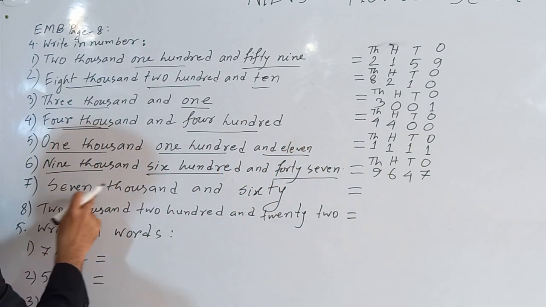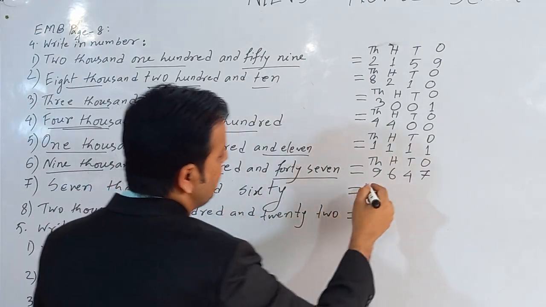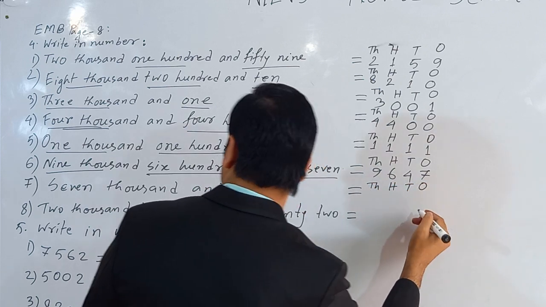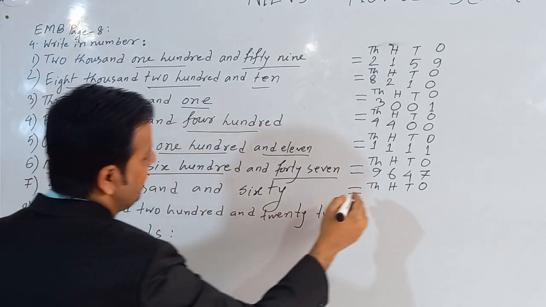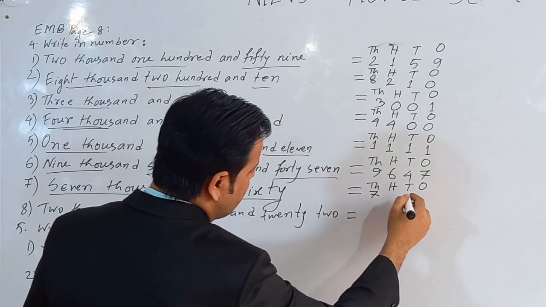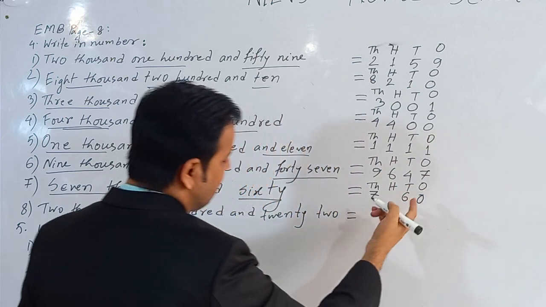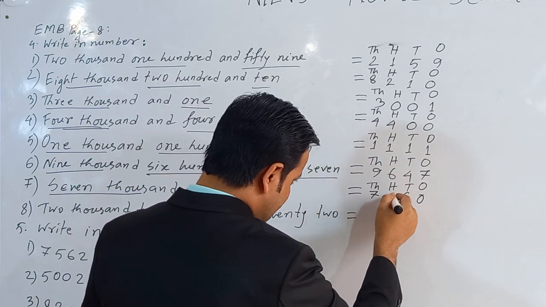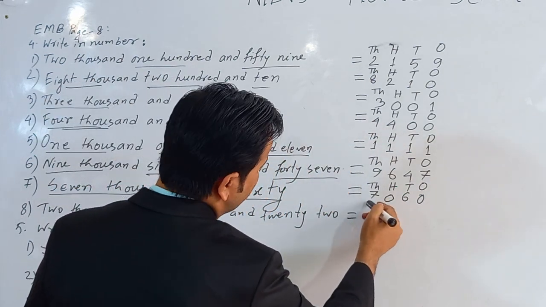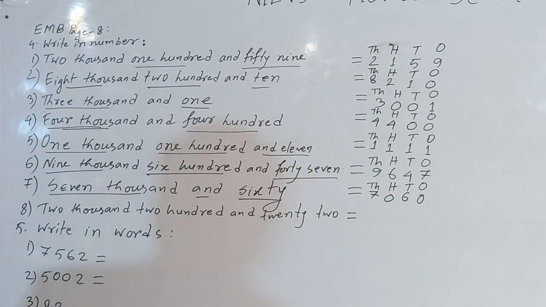Now 7, 7060. So indicate the positions of the digits 1000, 100, tens, ones. Here 7000 means 7 is in thousands position, and then 60. To write 60, we have to write 6 in tens position and 0 in ones position. This is 60. Now the remaining gap here is in hundreds position, that we have to fill up by 0. So this is 7060. Now the last question of writing numbers, that is question 8.